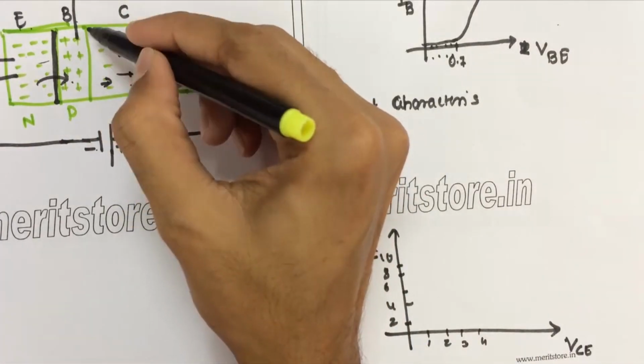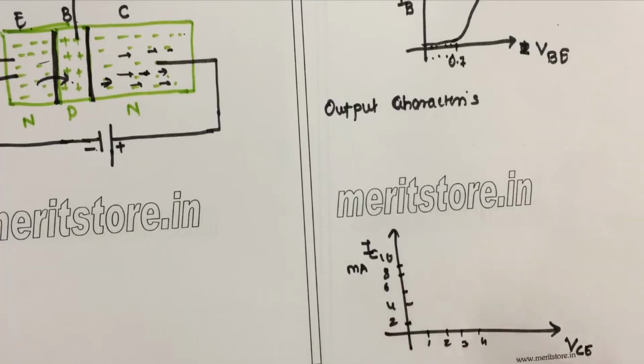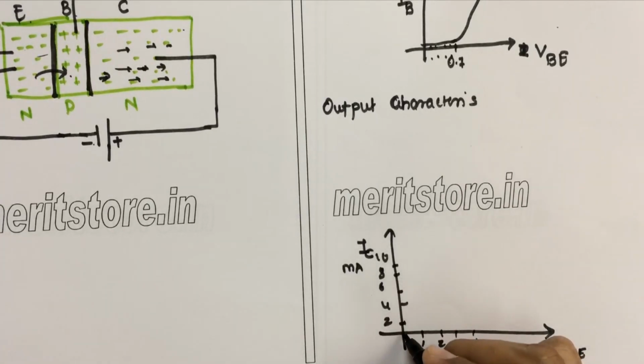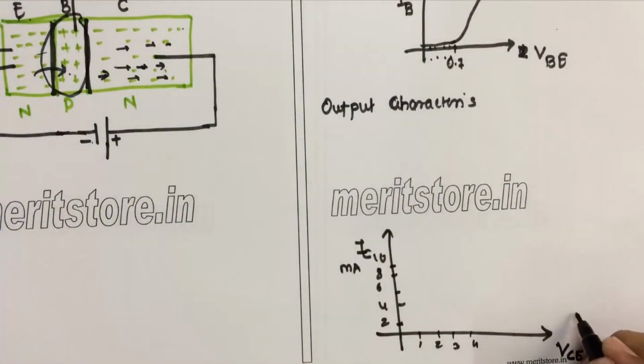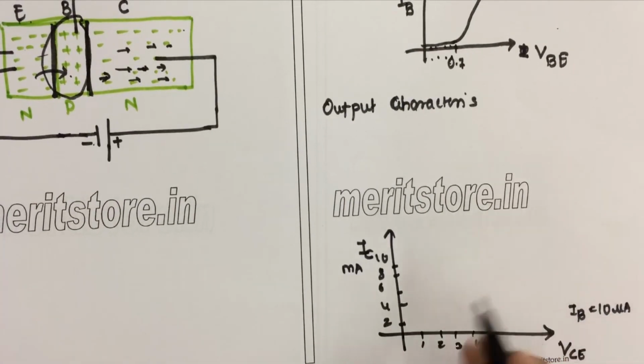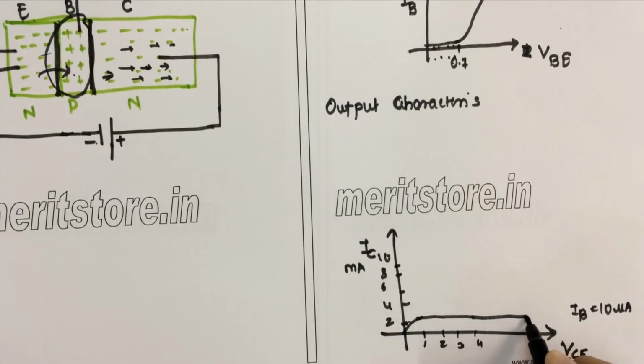Obviously there is a barrier here which needs to be broken, so it has to go further. We are showing it above 0.7. Suppose the first value of IB you have kept is 10 microamperes. For that particular value of IB, your current will rise, you will get an increase in the current, but that increase will become constant and your voltage will go on increasing.